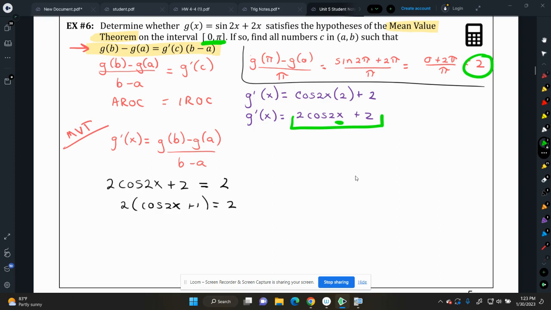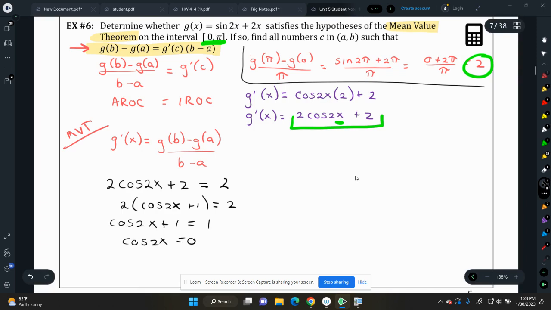So let's see. I'm going to divide by 2. So that's cosine 2x plus 1 equals 1. Subtracting 1, so cosine 2x equals 0. Okay, so where is the cosine equal to 0? 90 and 270, okay? So that means 2x is equal to 90, or 2x is equal to 270. So x is equal to 45, or x is equal to 135.